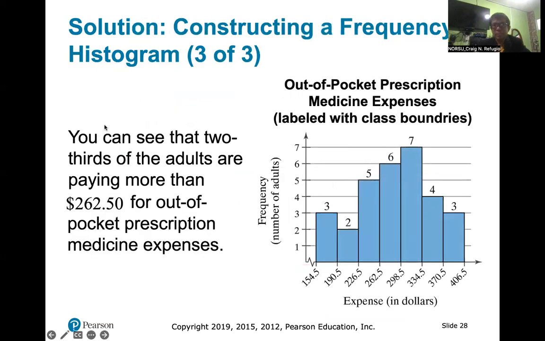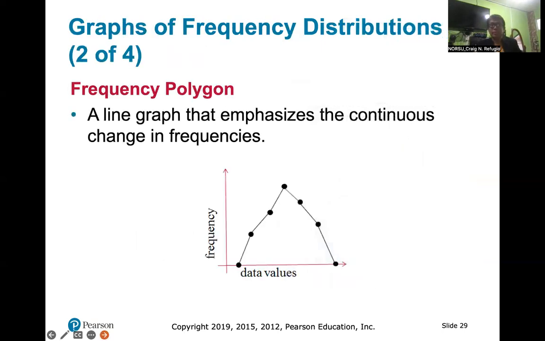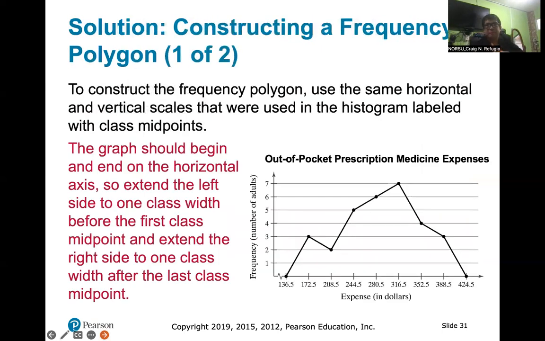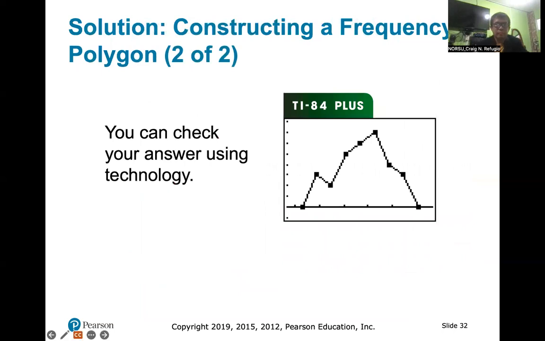So as mentioned here, you can see that 2/3 of the adults are paying more than 262.50 for out-of-pocket prescription medicine expenses. This one is actually an example of an interpretive exercise. Looking at the data, you interpret the message of the data. You let the data speak. What is being told, what is being portrayed by the data. And that is actually part of the interpretive exercise.